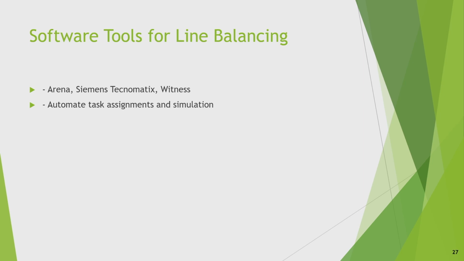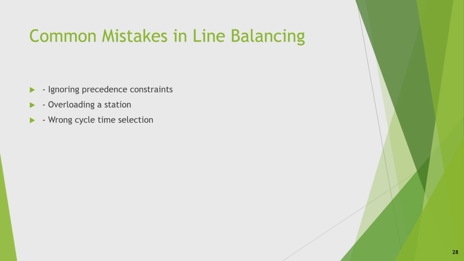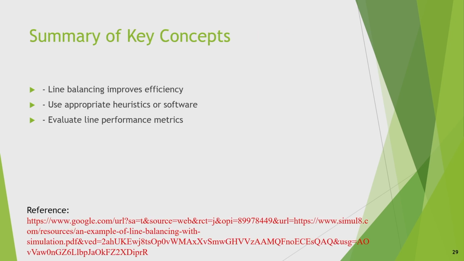There are some software tools for line balancing, such as Arena, Siemens Tecnomatix, and Witness, and they help in line balancing, and you can run the simulation. Common mistakes in line balancing: ignoring precedence constraints, overloading a station, that means it takes more than the cycle time, and wrong cycle time selection. Basically, line balancing improves efficiency; use appropriate heuristics or software and evaluate line performance metrics.